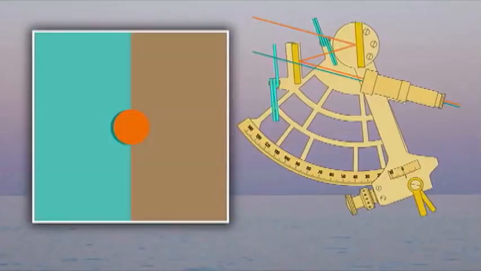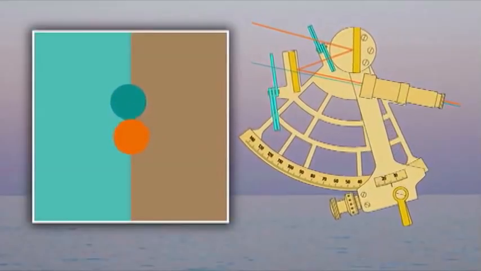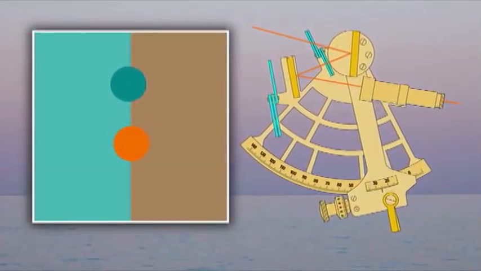As you release the index arm lock and start to move the index arm forward into the arc, you will now have two images of the celestial body. This is where it gets more complicated. It is important to keep the image of the celestial body on the split between the clear glass and the mirror.